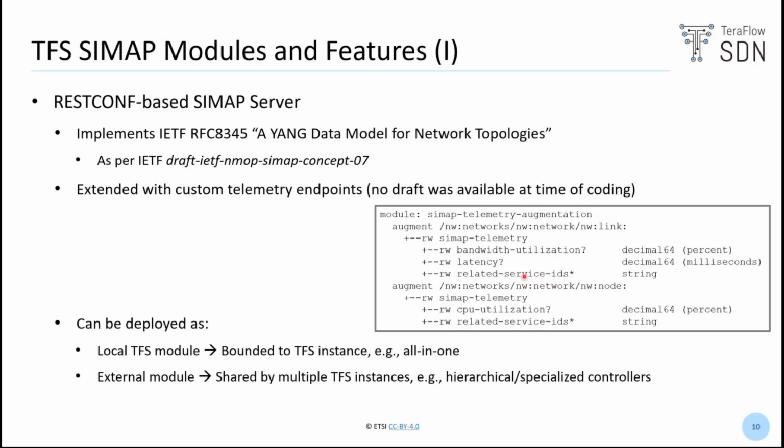That means essentially the list of services that are contributing to or affecting, let's say, this bandwidth utilization in the link. Then, in terms of the node, well, we decided to incorporate here the CPU utilization of the specific device and also the list of services that are traversing this node.